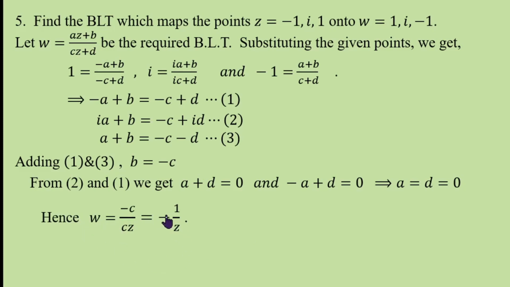So W is minus 1 by Z, because for any B, B is minus C for any C. So cancel C, so we get W is minus 1 by Z.